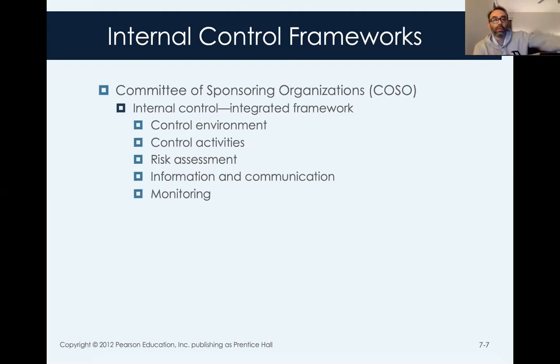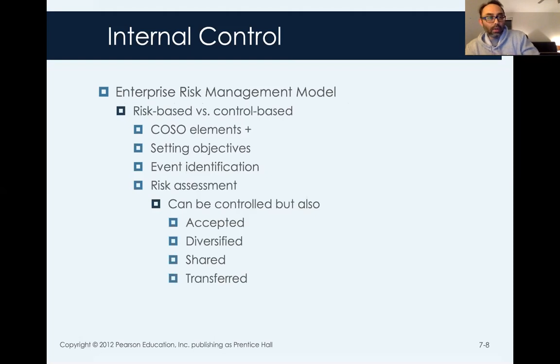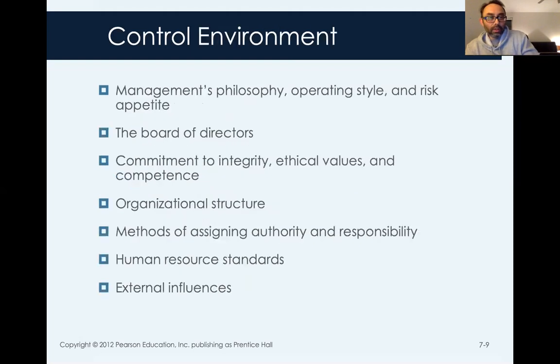So your control environment. How do you develop good controls within the company? You need to create a good control environment. And what is control environment? Basically it is your mission statement and the vision statement. So your ethics, your policies within the company, what kind of risk the management is going to take. That's called a risk appetite.